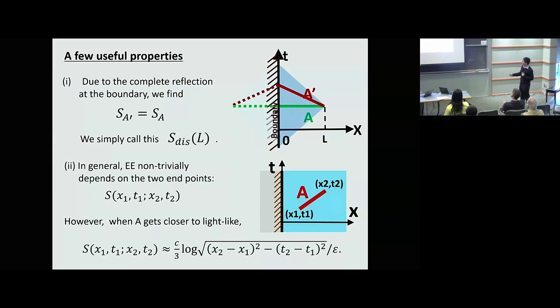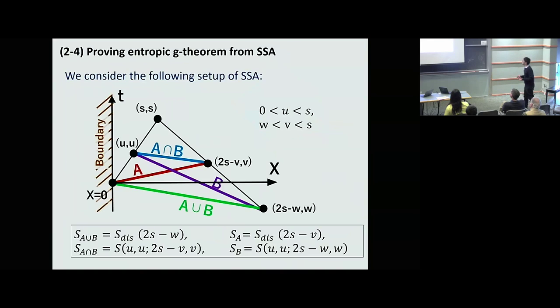This is just the usual entanglement entropy, c over 3 log of L over epsilon. L is, of course, the invariant length. It is also easy to confirm this in holography, but also from quantum field theory, because the distance is 0 because it becomes null. That means we should contract these two guys in the OPE. So then this result, I think, is quite obvious. So we use these two facts and apply strong subadditivity.